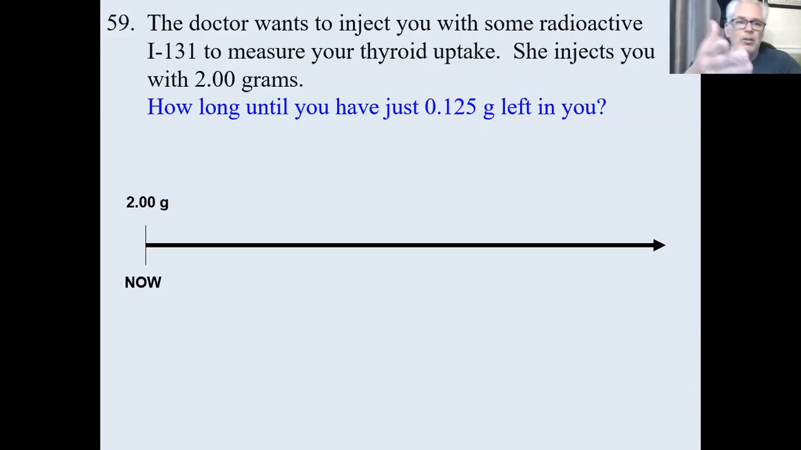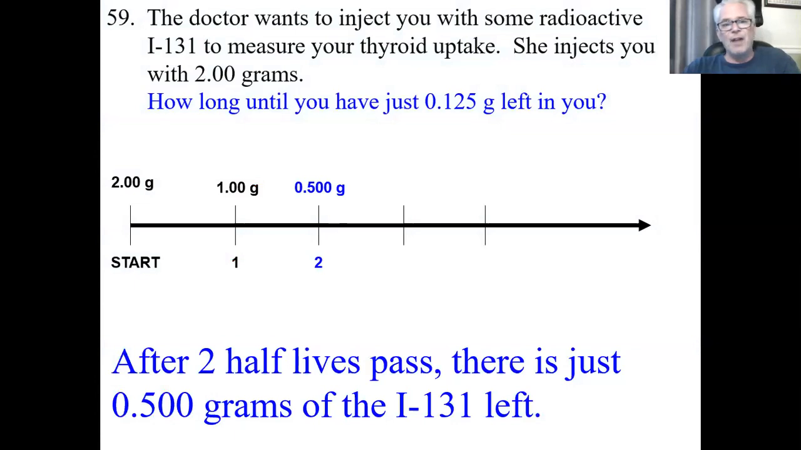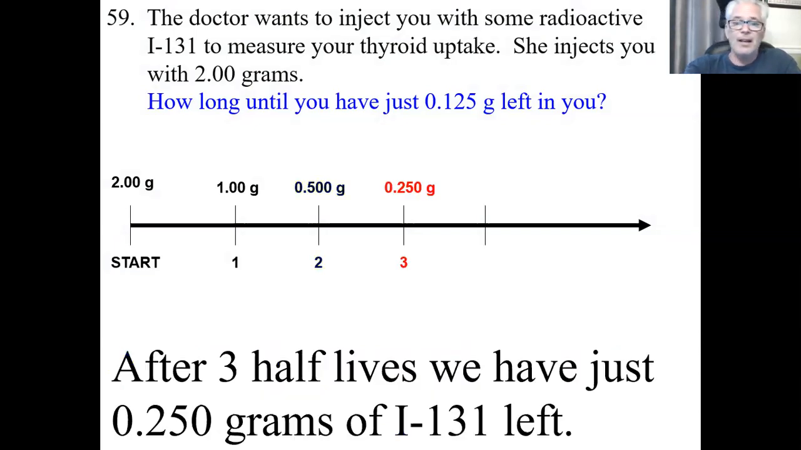How do we do that? So at the beginning, you start out with 2 grams times 0. After 1 half-life, you're down to 1 gram, right? It transmutes, half of it changes in the amount of time called a half-life. In 2 half-lives, it's cut in half again. So you started with 2, it goes to 1 gram. In another half-life, you're down to a half a gram. In another half-life, you're down to 1/4 of a gram, 0.250, we're almost there.